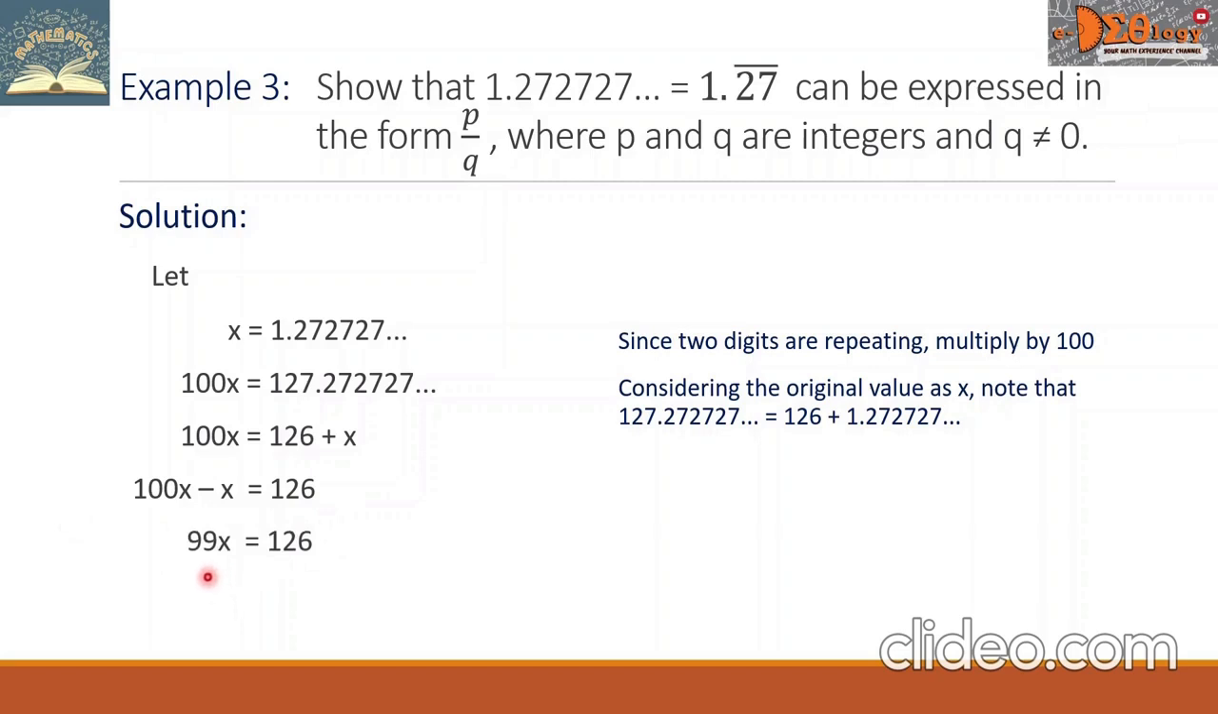The left side becomes 99x. Then we divide this equation by 99. So x equals 126 over 99. We simplify the fraction as 14 over 11.